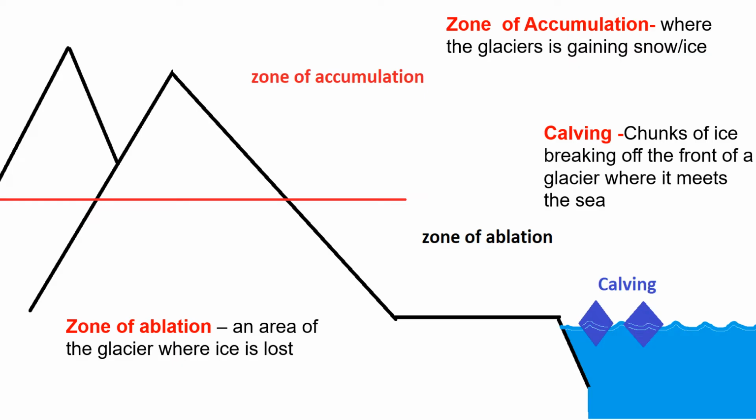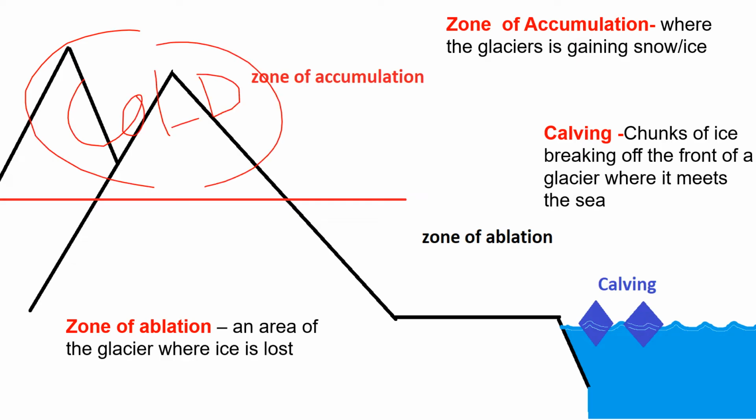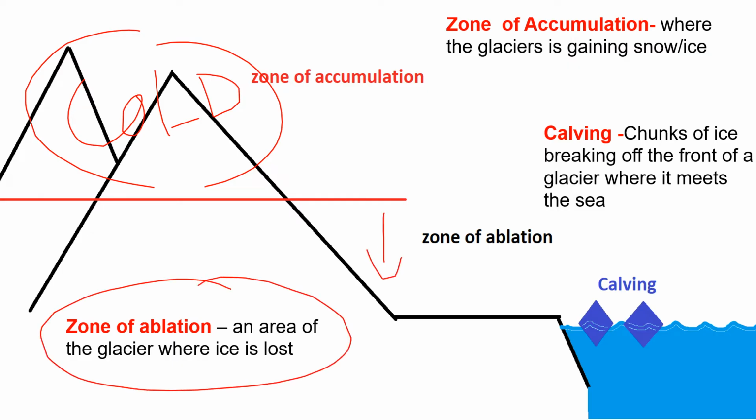We have a couple distinct areas with a glacier. We have what's called the zone of accumulation. That's up here where it is cold, and that's where snow is falling and the glacier is gaining its ice and its snow. The zone of ablation is the area down here where it gets a little warmer and the ice starts to melt. So the zone of ablation is the area where the glacier is losing its ice.